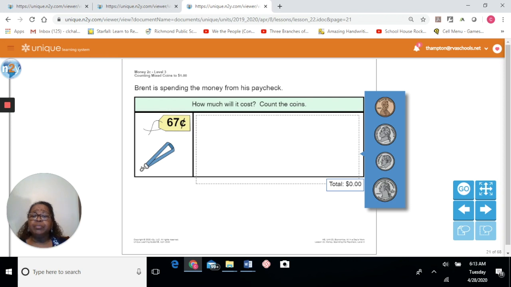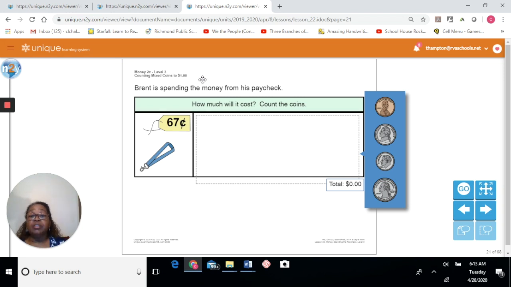Now, Brent is spending money from his paycheck. There's an inference there. There's information there that tells us something about Brent. Brent is spending money from his paycheck. That means Brent has a what? Brent has a job. Brent has earned himself some money and he is ready to go out and spend it.